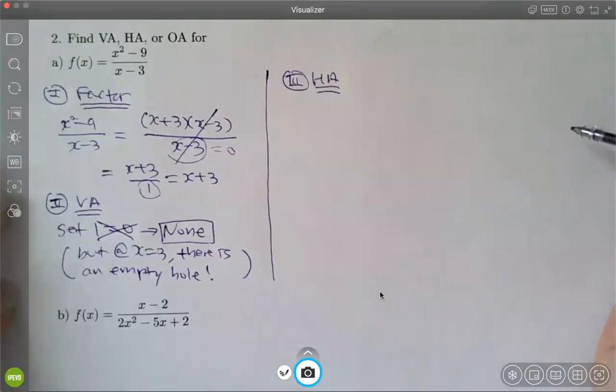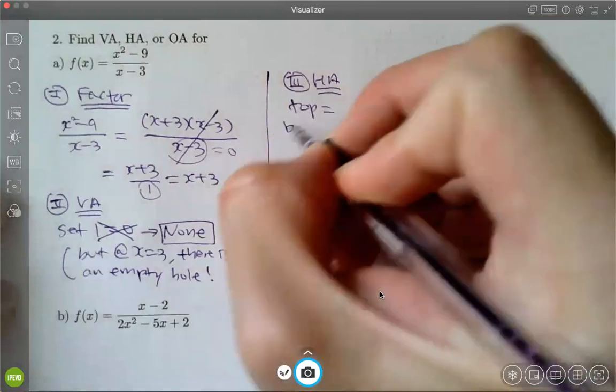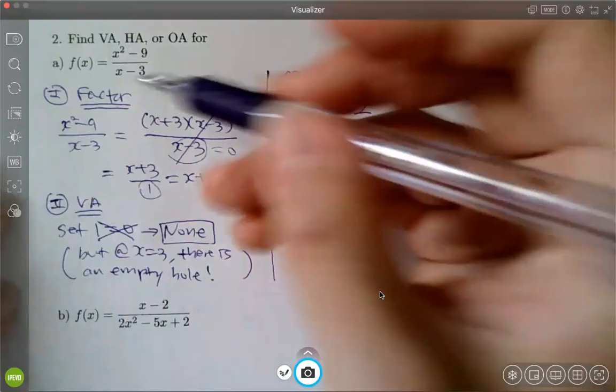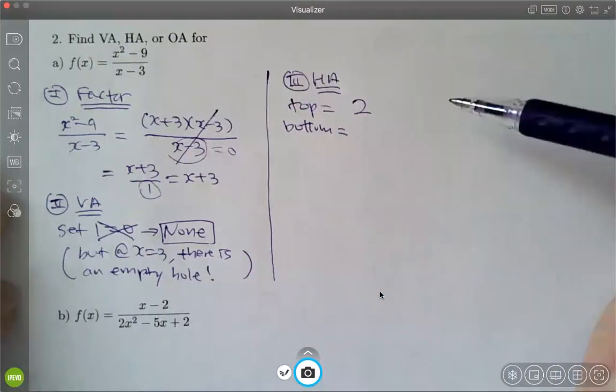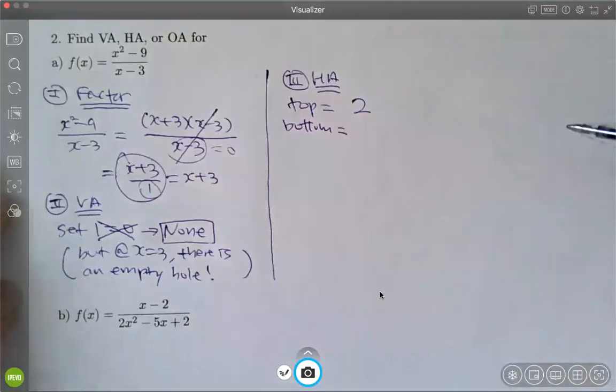Okay, so what is the top and bottom degrees? So for the top degree, you can say either 2 or 1. Now, if you say 2, you are looking at the original function, right? But some people choose to say 1, and hopefully you can see why. They are looking at this new function. Okay, it doesn't matter.